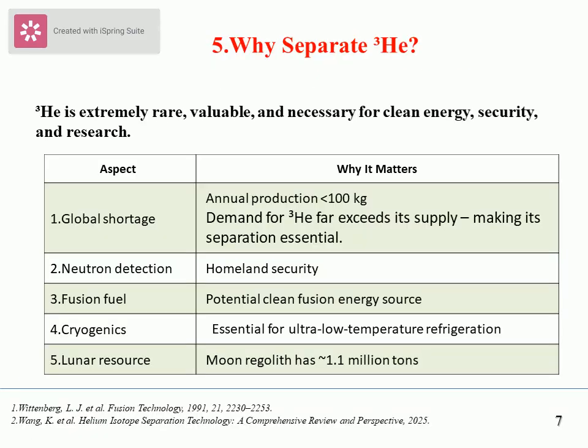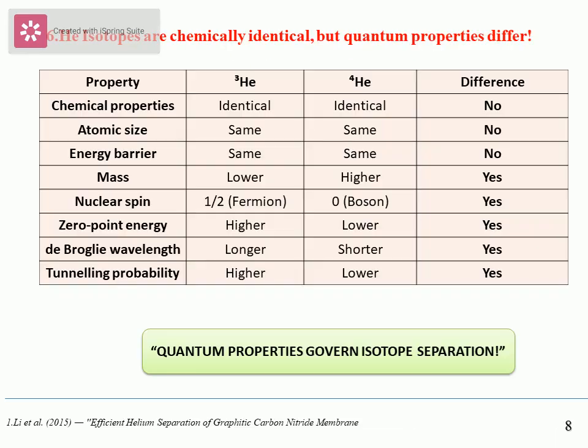Now, this slide explains why we separate helium-3. Helium-3 is very rare on Earth, used in security and fusion purposes. Supply is very low. Traditional methods are costly and cannot separate it. So we need a new way to separate helium-3. This slide is the heart of our work. Chemically, helium-3 and helium-4 are identical, but their quantum properties differ. So quantum, not chemistry, enables separation.